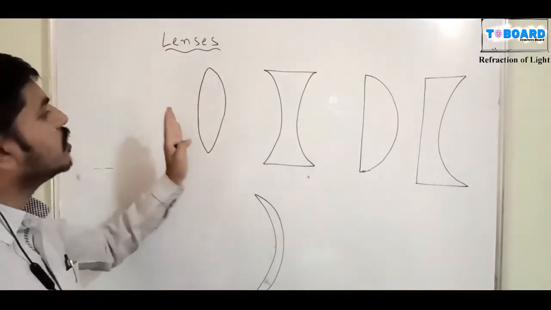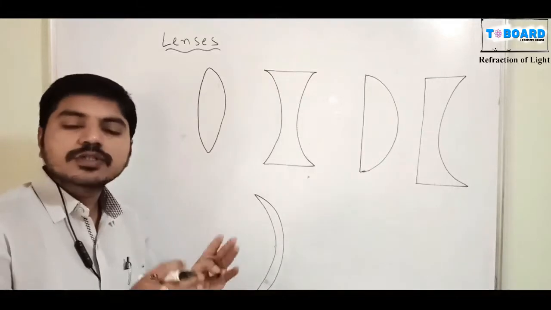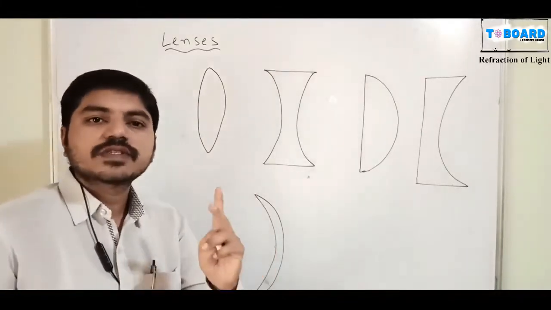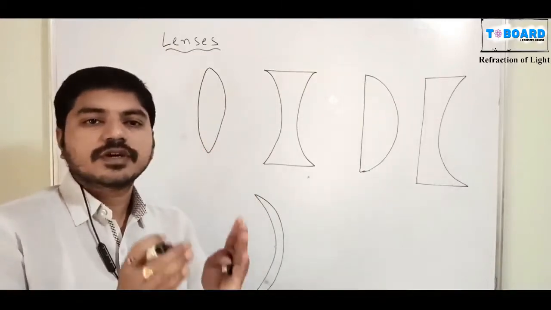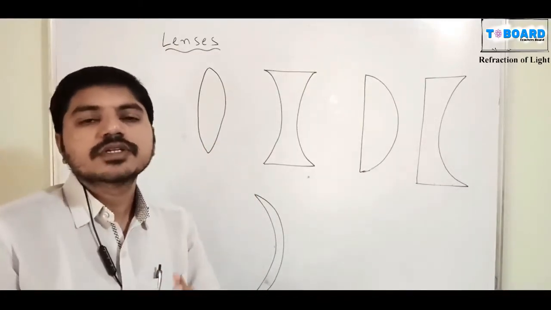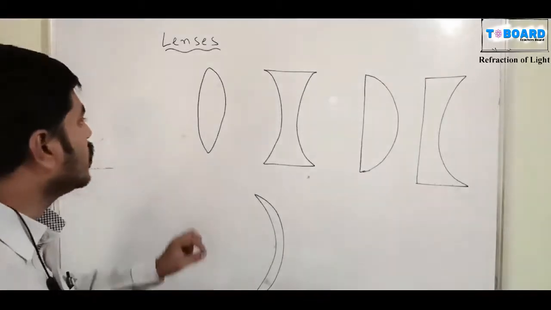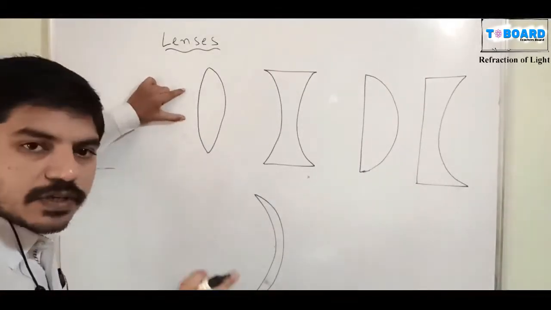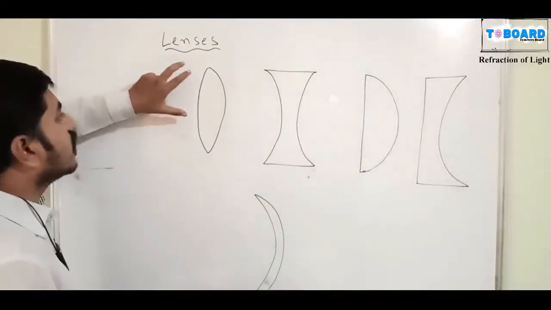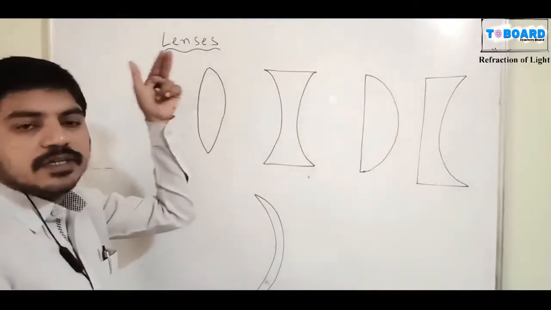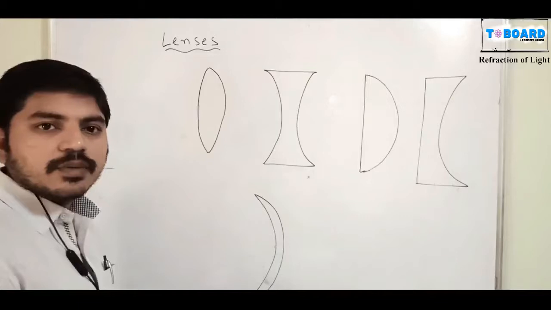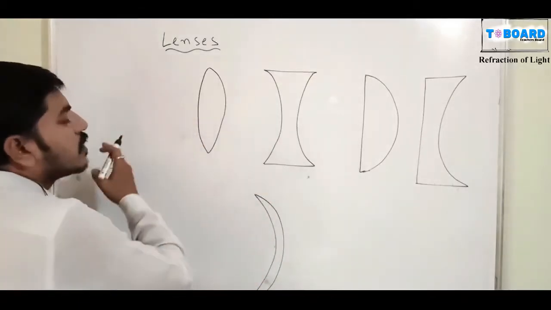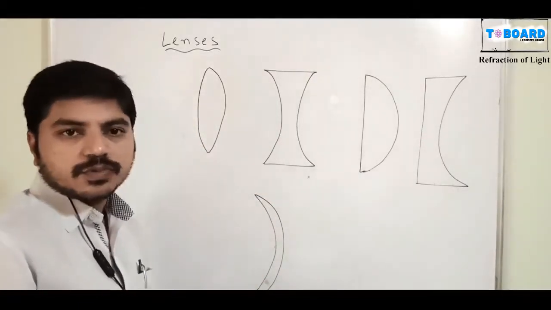Lenses. We have different kinds of lenses. What is meant by a lens is that two surfaces of a particular medium have to be present. That is called a lens. In our reflection of light, we already discussed that if any ray of light falls on a curved surface, the ray reflects. That is different.